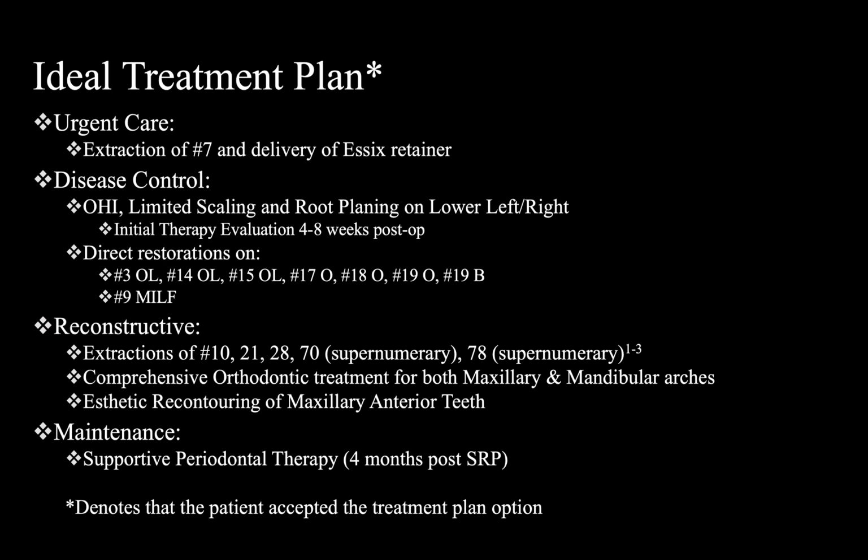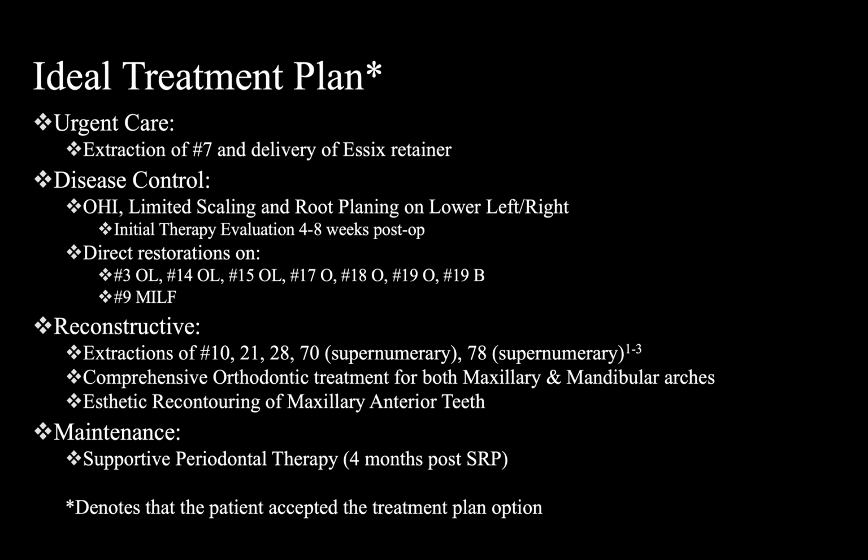And so after the initial therapy evaluation, we were looking to do direct restorations on number 3, 14, 15, 17, 18, 19, and then a separate buccal class 5 on number 19 with the number 9 class 4. And then a reconstructive phase of extraction on number 10, 21, 28, and then the 2 supernumerary teeth, 70 and 78, followed by comprehensive orthodontic treatment for both arches, and then just aesthetic recontouring of maxillary anterior teeth with supportive periodontal therapy 4 months after SRP. And then again, we do have the asterisk because this is what the patient ultimately wanted.